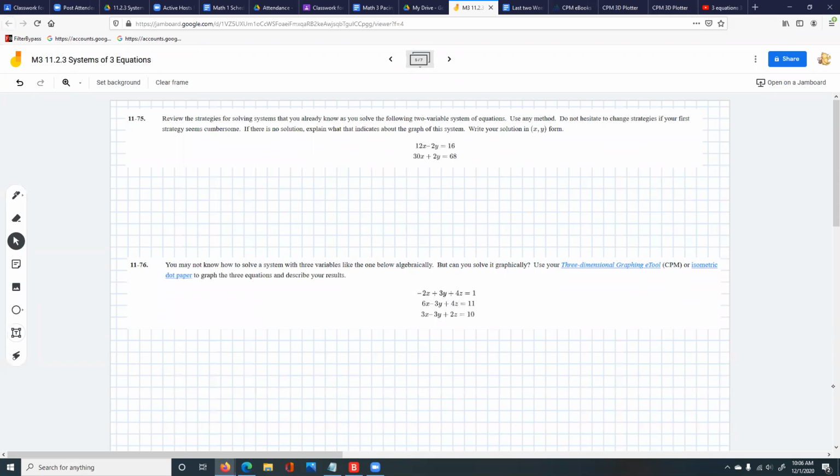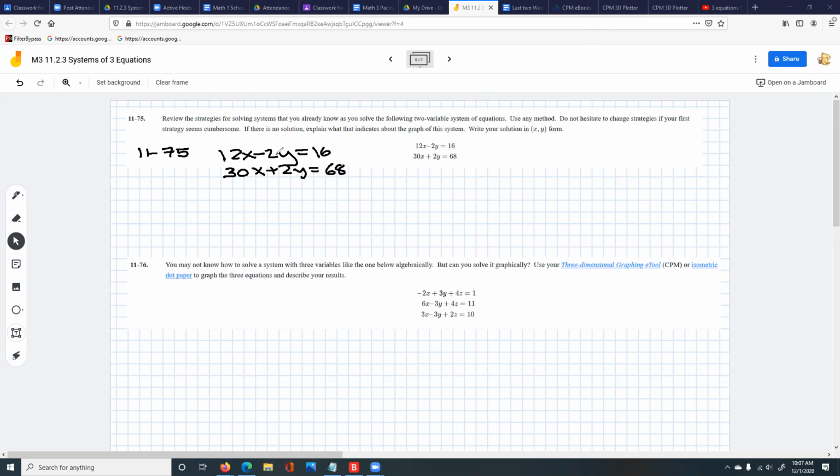And okay, usually we have a system of 2 equations. In Algebra 1, we had something like this. So let's go ahead and write down 1175 here. Oh my goodness, that is terrible. Let's try that again. And let's change my ink color. I'll just go with black for right now. 11-75. Okay, we're going to write 12x minus 2y equals 16. I think we had these on the standards quizzes at the very beginning of the school year. 3x plus 2y equals 68.